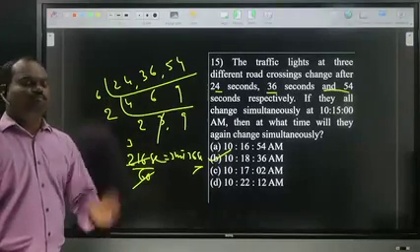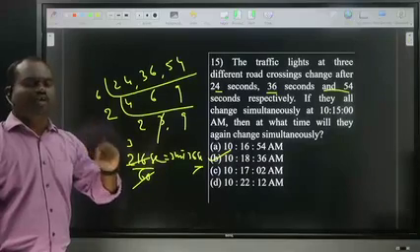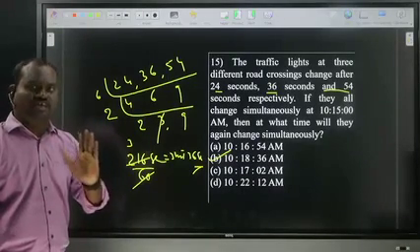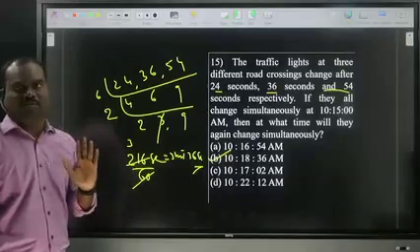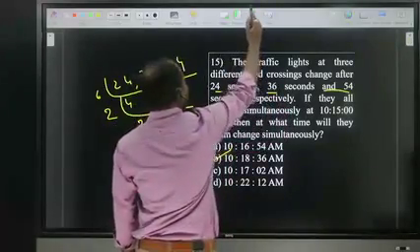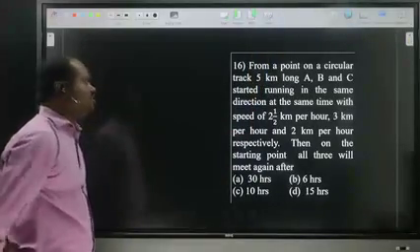Okay, bells ringing, persons running on a circular track, traffic lights: in all these cases, we should find the LCM for the timings. Okay, now once try this, try that.